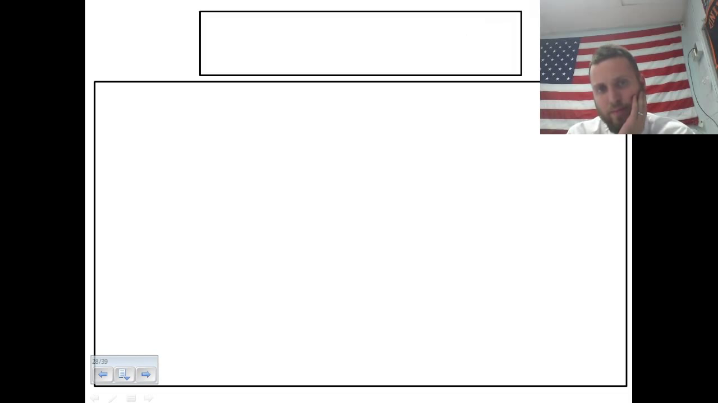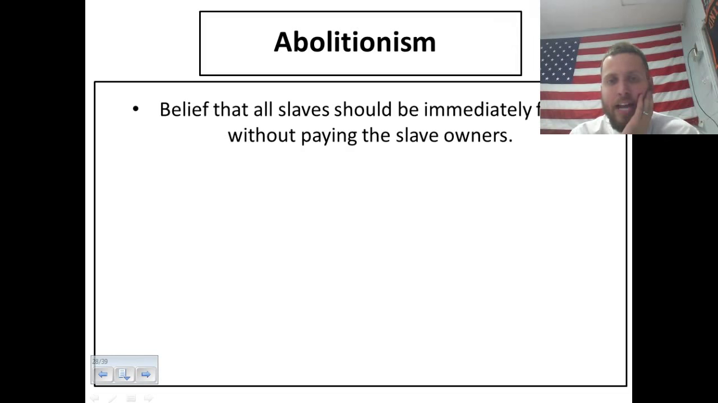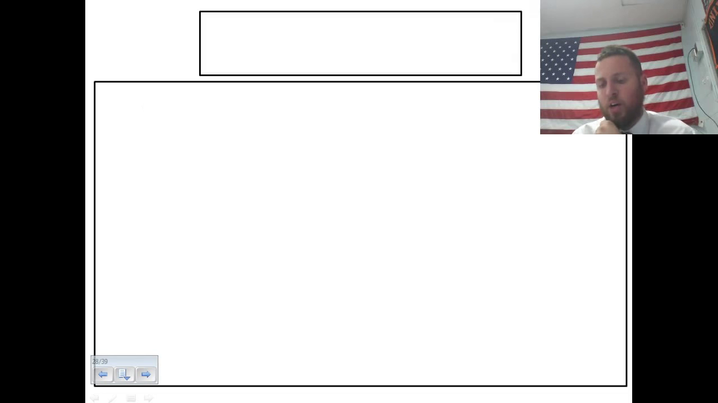Cool. Next card, abolitionism. The belief that slaves should be immediately freed without paying the slave owners. We got that one? Pause me if we don't. If you got it, we're going.